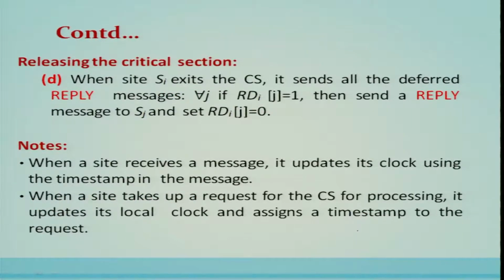When a site Si exits the critical section, it sends all the deferred reply messages. So, for all j, if RD_i[j] is equal to 1, then it sends a reply message to Sj and sets the RD parameter to 0. Note that when a site receives a message, it updates its clock using the timestamps which are piggybacked in the messages. So, when a site takes up a request for a critical section for processing, it updates its local clock and assigns the timestamp to the request.